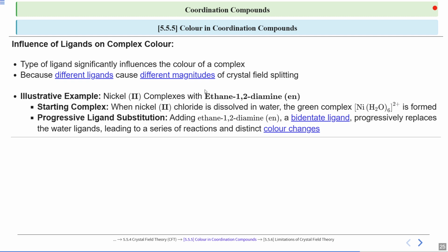So when you take ethane 1,2 diamine and the nickel 2+ complex, and do the reaction, ethane 1,2 diamine, being a bidentate ligand, has two donor atoms which can make a bond with the central metal ion. As this bidentate ligand adds to the complex, it progressively replaces the water molecules already present as ligands, one by one, leading to a series of reactions. At each step the color changes for the complex we get after the reaction, so it shows distinct color changes.